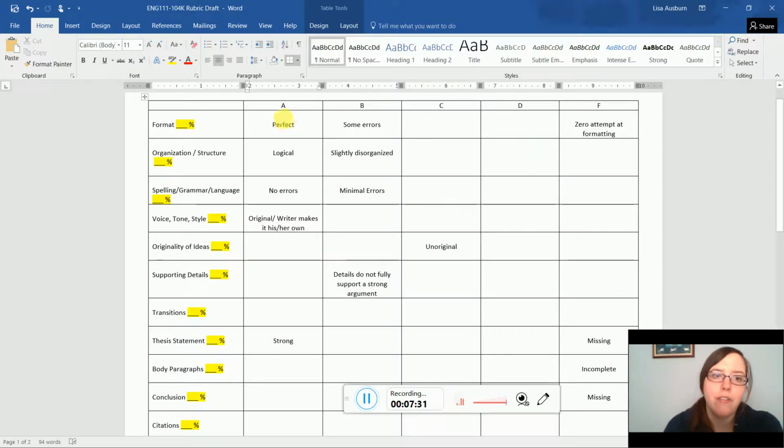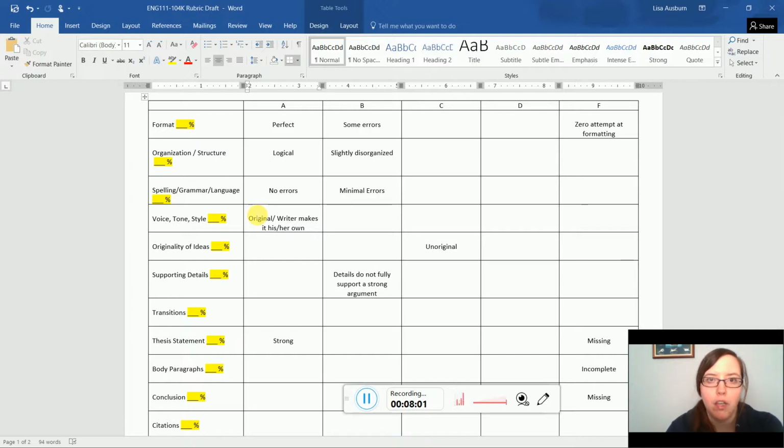So if we have perfect formatting for an A, some errors for a B, what about formatting for C and D? Nobody really talked about that. You guys brought up organization and structure, but only in the A and B category. And so what about C, D, and F? What does F structure look like? F organization? What does an F grammar look like? C, D, and F are missing for grammar. Also, you guys talked about voice, tone, and style, but really only in the A section. So how about B through F?